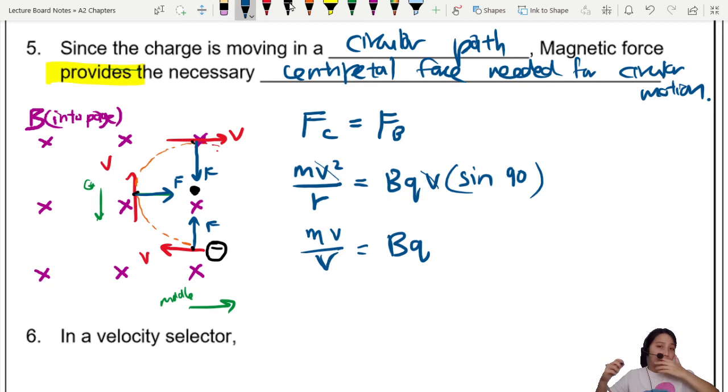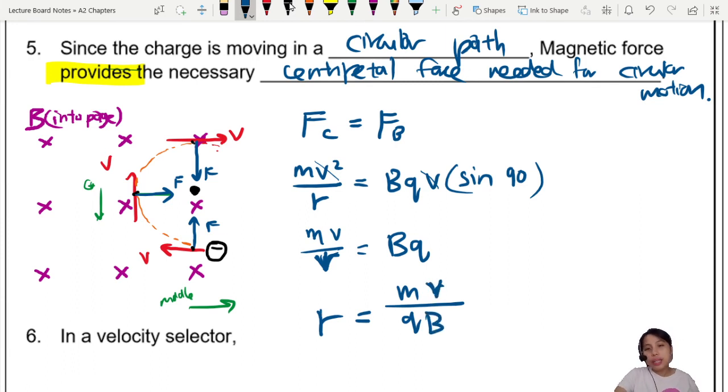And you can rearrange this to find anything you want, but one of the things that are very popular is, if you say, oh, I want to find the radius of this circular path. Okay, sure, we will do that. So you can just rearrange R equals M over Q times, what's the other one? Oh, velocity, V over B.